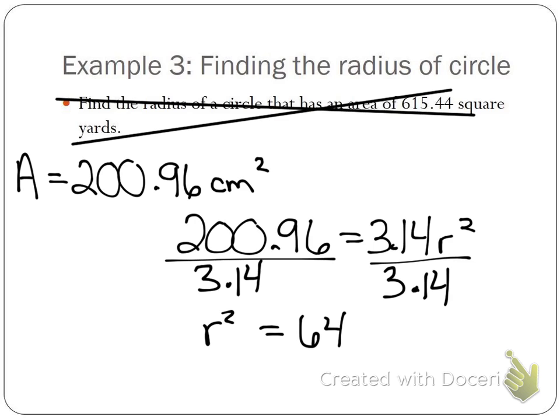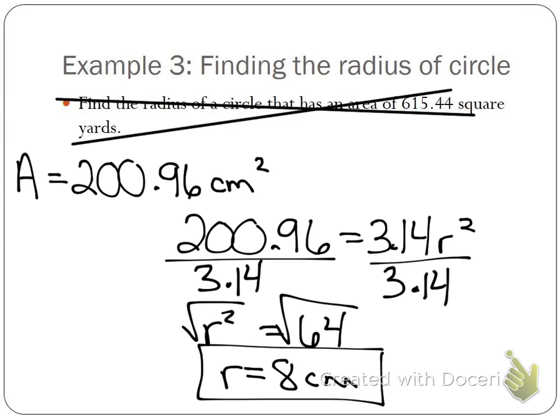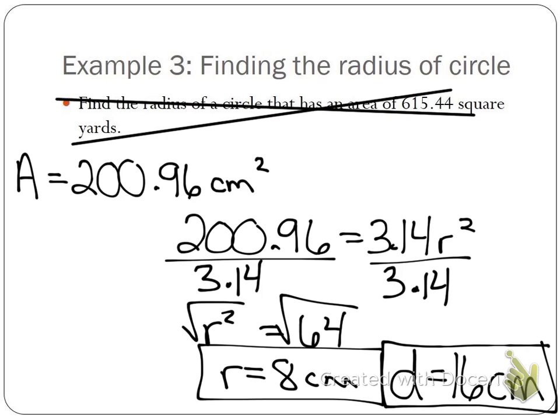Now, to get r by itself, what do I have to do? Square root both sides, 8. Now, if the radius is 8, what is my diameter going to be? 16 centimeters. It's just double. So if my radius was 10, what would my diameter be? 20. It's just double. All right. That's everything you need to know for 11.7.